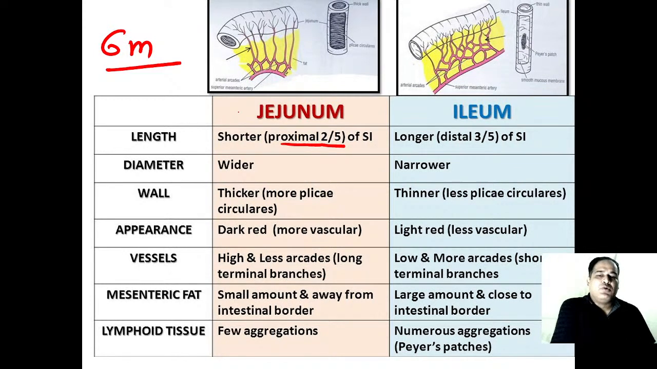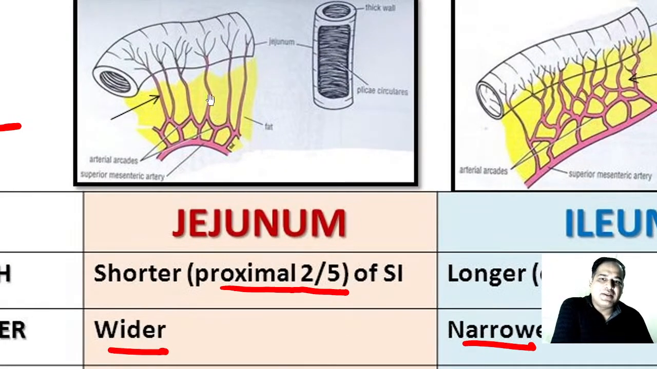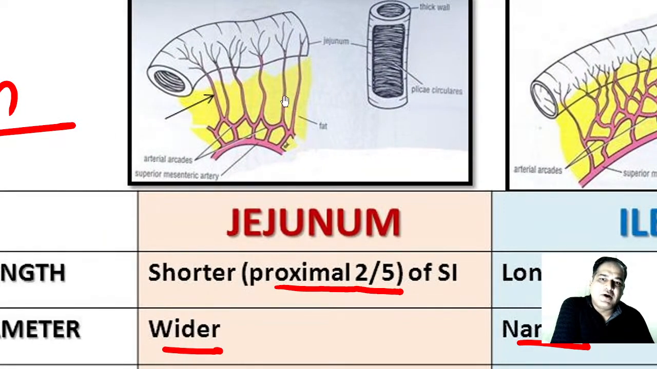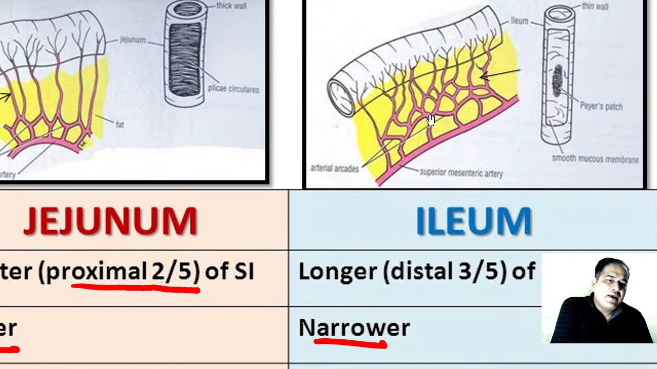Now the difference there. The jejunum has a wider diameter; the ileum is comparatively narrow. The plicae circularis, the folds, are more circular in the jejunum. In the ileum they are comparatively less circular and thinner. Now what we have to see is the appearance of the vasa recta, these blood vessels. They are longer and fewer in the jejunum, while they are shorter and more numerous in the ileum.